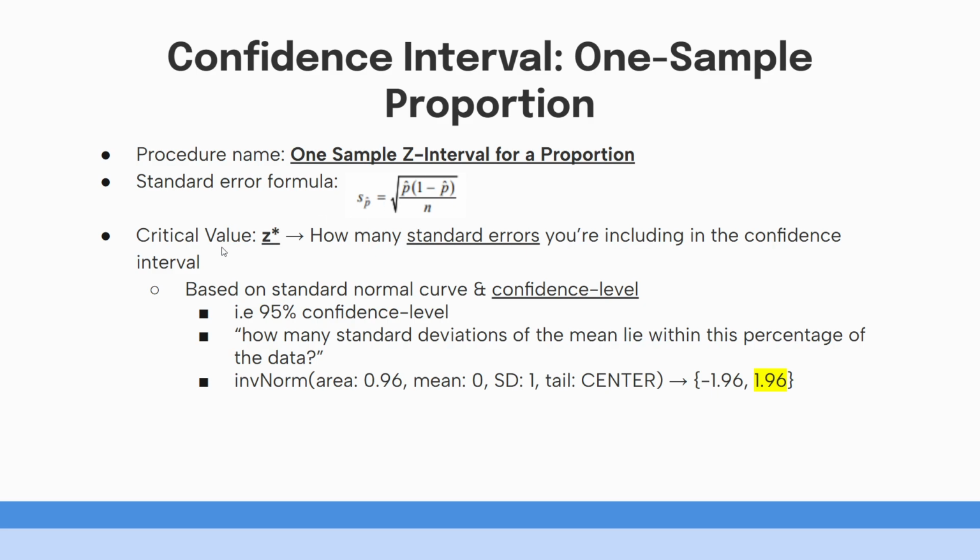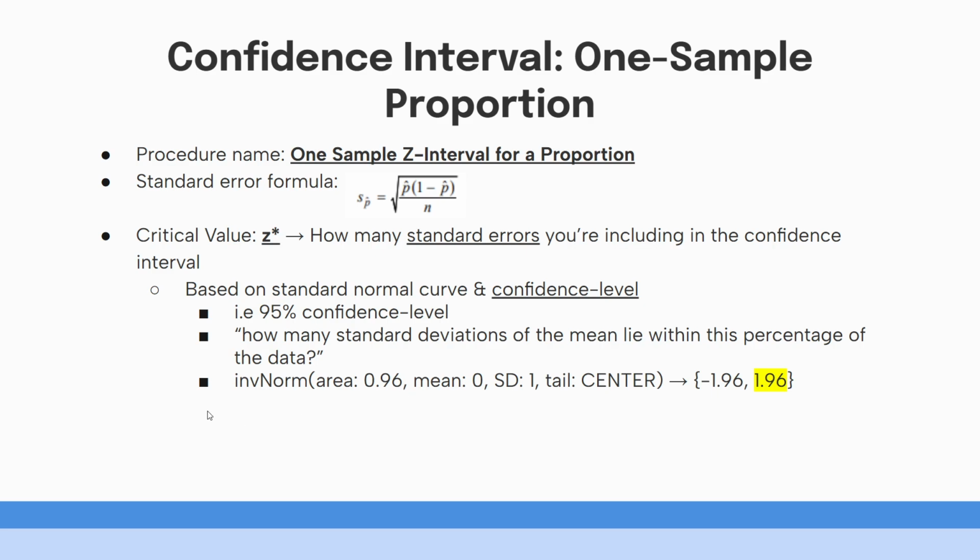Our critical value is denoted as Z asterisk or Z star, and it's how many standard errors you're including in the confidence interval. You could say you want your critical value to be 1, 2 or 3, but we don't usually do that. It's usually based on the standard normal curve and the confidence level. For example, with a 95% confidence level, you're asking how many standard deviations of the mean lie within this percentage of the data. If we take 95% of the standard normal curve, how many standard deviations of the mean lie within that?